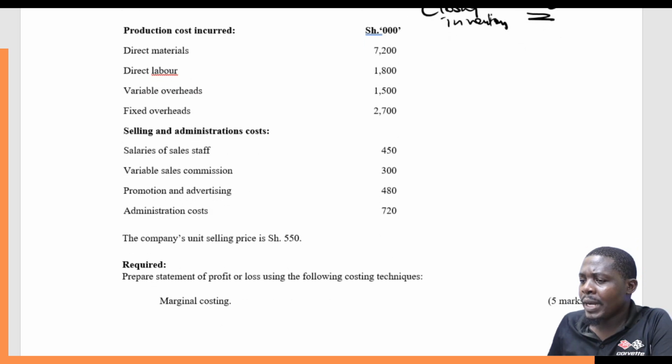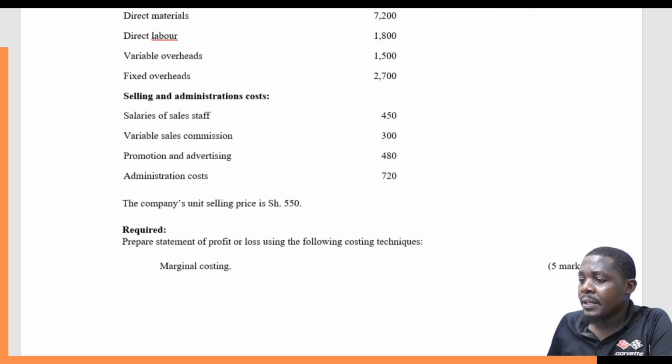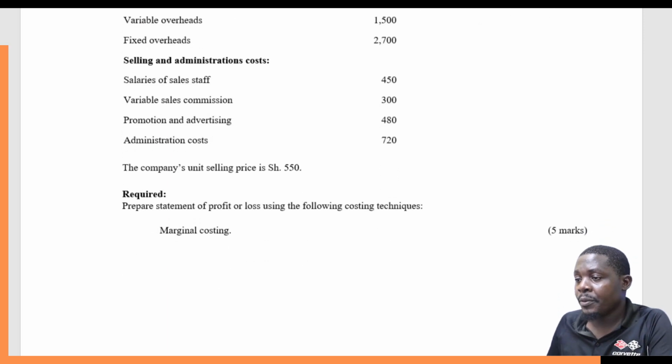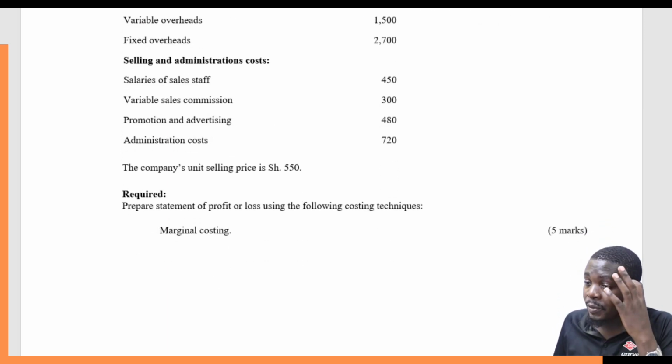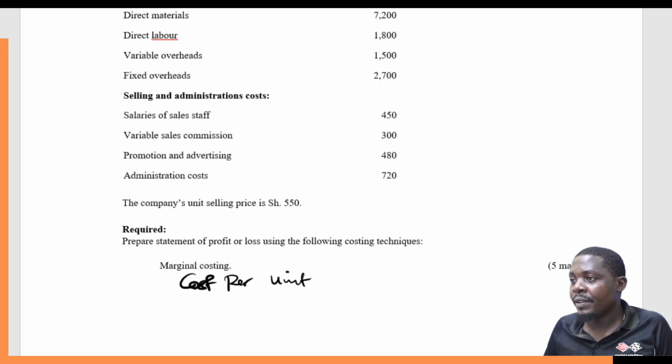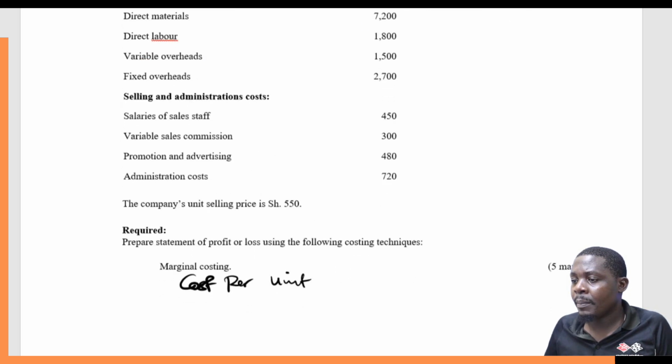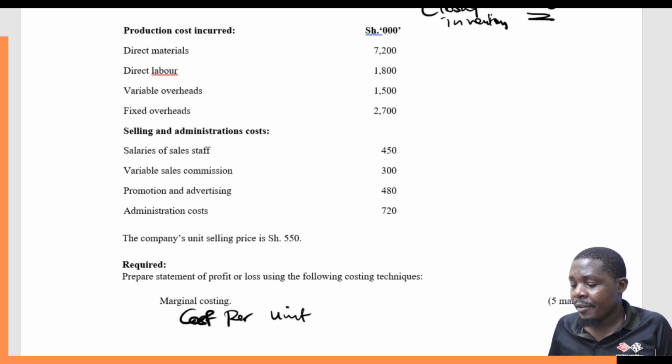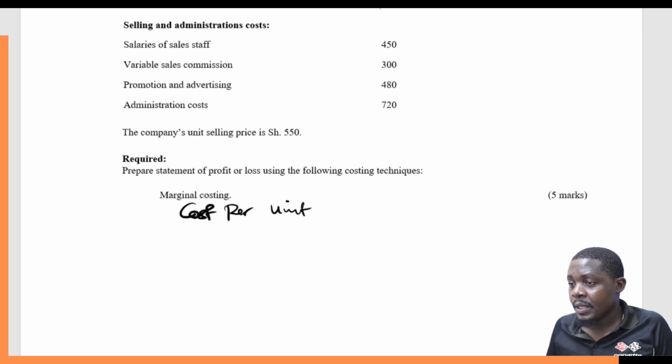First of all, we need to calculate the cost per unit, variable cost per unit. Let me determine variable cost per unit. Let me just use cost per unit. We are going to have the unit value or the amount you have here. Direct material, have direct material.